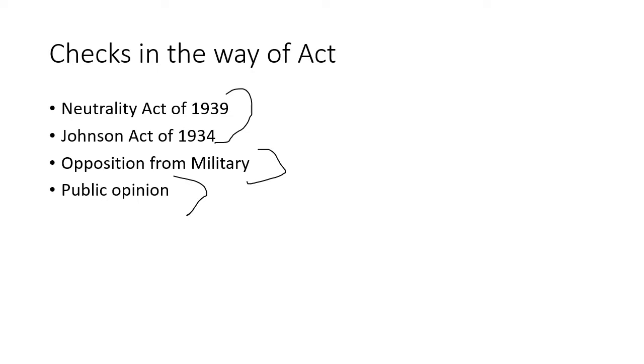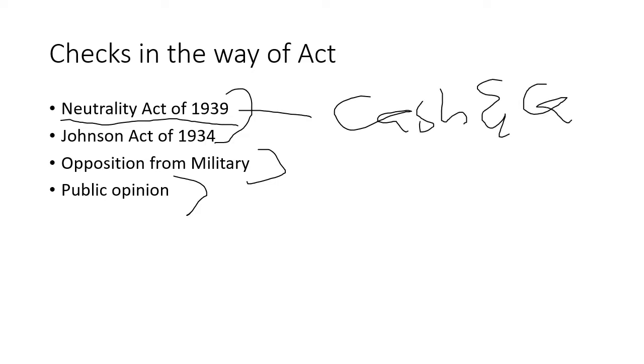There were two acts in the statute of the US that restrict the US from providing assistance to the Allies. The first one was the Neutrality Act of 1939. According to the Neutrality Act of 1939, belligerents could purchase war material from the US but on a cash and carry basis only. That is, they have to pay and take the war material from the US.